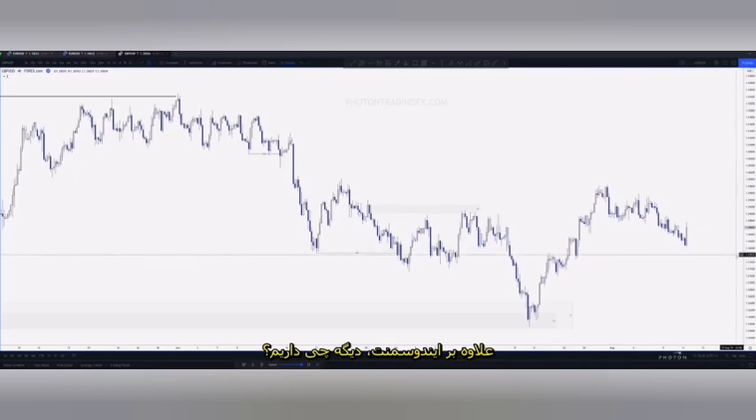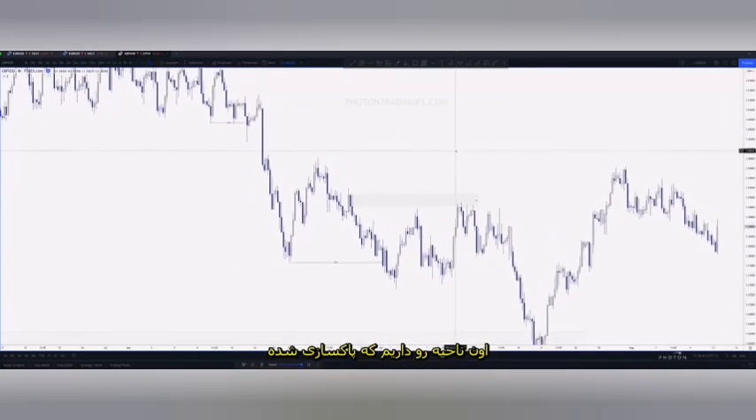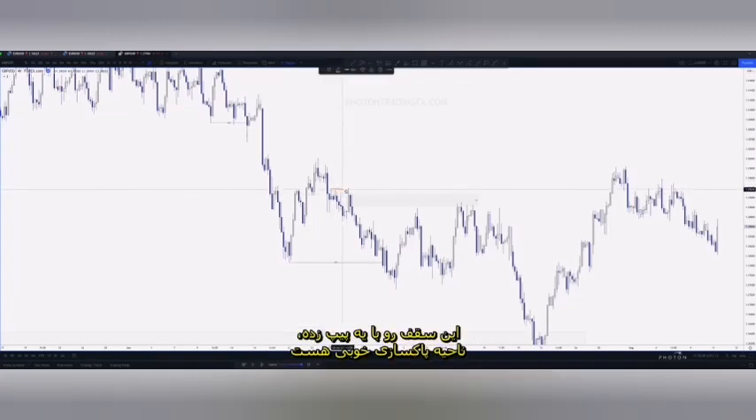So we have inducement, but then what also do we have? We have that area being a sweep, because it ran the liquidity behind these highs, right? Just pipped that high there. That's a decent sweep zone. Came into this area here, right?